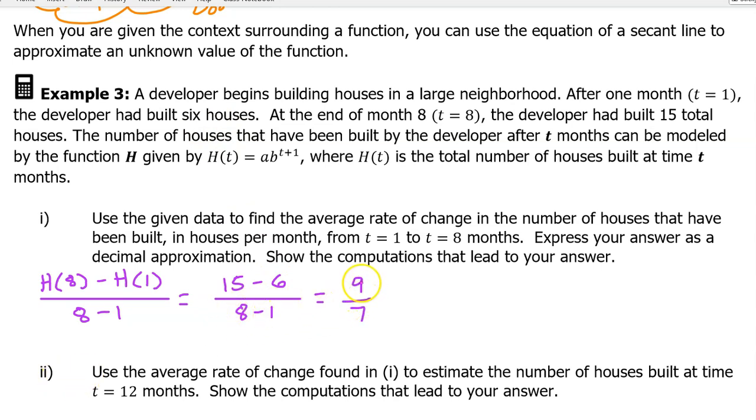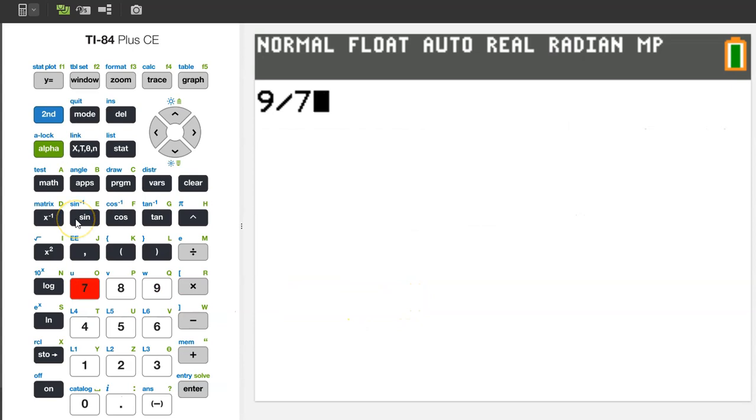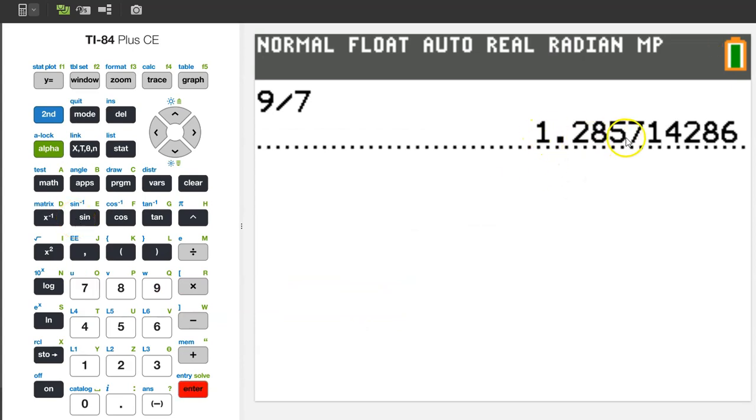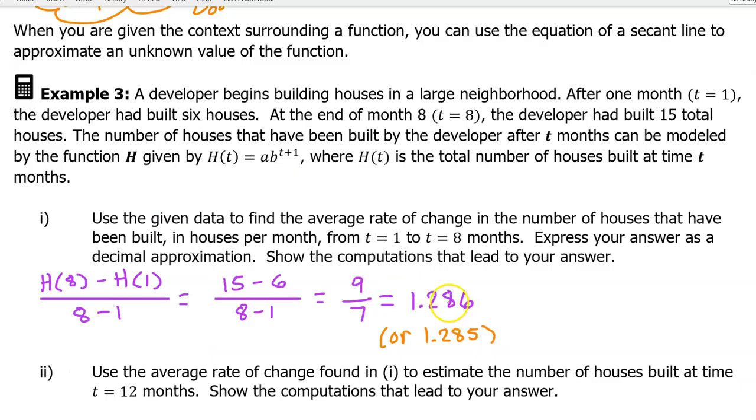The average rate of change is 9 over 7, but let's go ahead and write this as a decimal approximation. 3 decimal places, 1.285 if you truncate, or 1.286 if you round. Either answer will get you full credit as long as you include the units. H is the number of houses built, and the time is in months. So we should add the units houses per month.